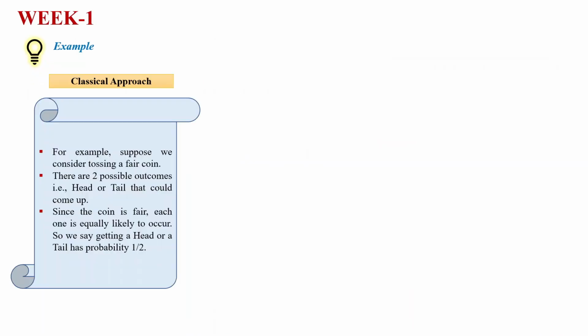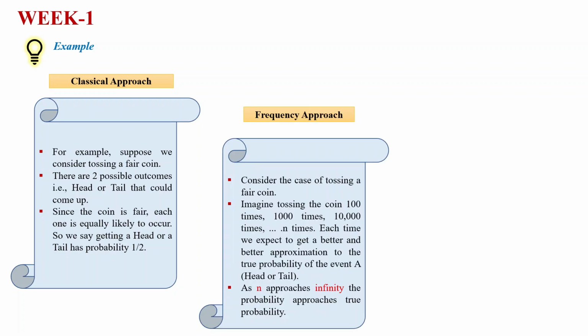So for example, as I have said already, there are two possible outcomes for tossing a coin, head or tail, and since the coin is fair, each one is equally likely to occur, so the probability of getting head is half. In the frequency approach, as I have said, we toss the coin 100 times, 1000 times, and 10,000 times. Each time we expect to get a better and better approximation to the true probability, that is 0.5. As n approaches infinity, the probability approaches the true probability.